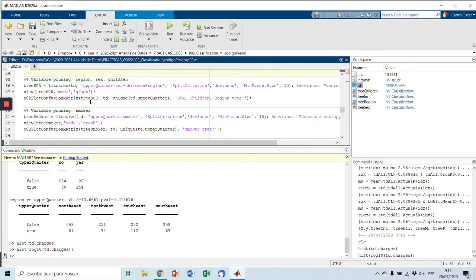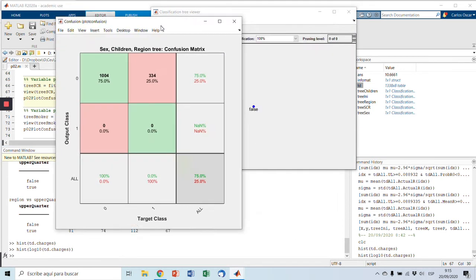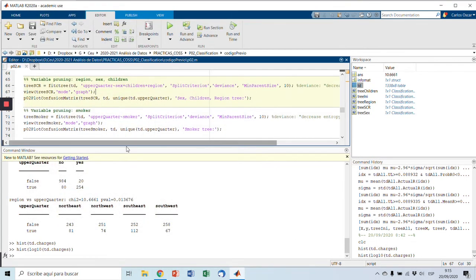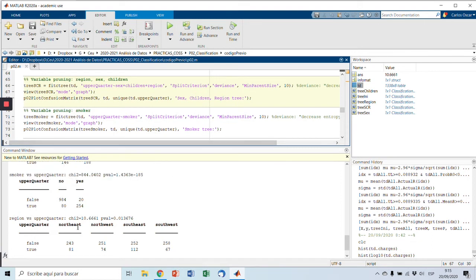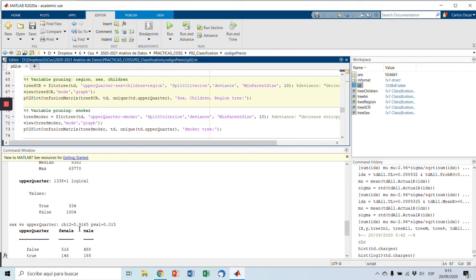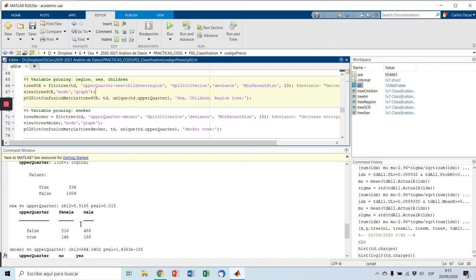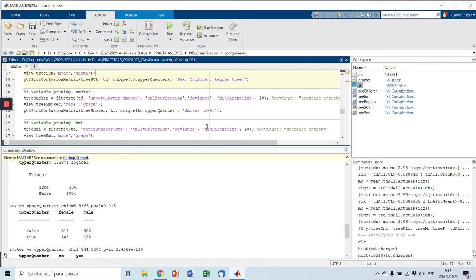So let's go now for more complex trees where we combine these three variables: sex, children, and region. It might be that it cannot construct useful trees based on each variable alone, but then it finds a combination of them that constructs useful trees. Let's see, but this is not the case in this example. Because we saw that the variables are not independent, but they are not so much correlated that they can be usefully used in a classification tree.